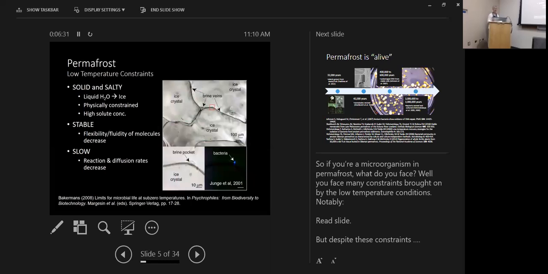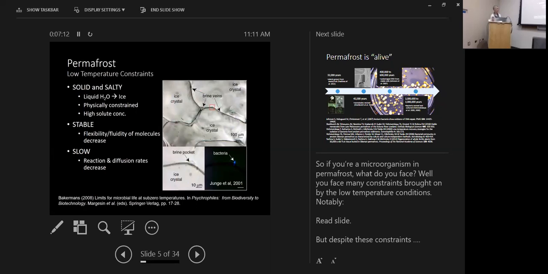They're very physically constrained. They have to deal with those high solute conditions. And the bacteria get excluded from the ice crystals and are primarily found in the veins and pockets of brine that you can find in these frozen places. So along with the water getting stable, the macromolecules are getting stable too. All of the biomolecules associated with the cell are becoming more frozen, more solid, and the organisms have to deal with that. As well, because of reduced thermal energy at the lower temperature, reaction rates decrease and diffusion rates decrease as well.